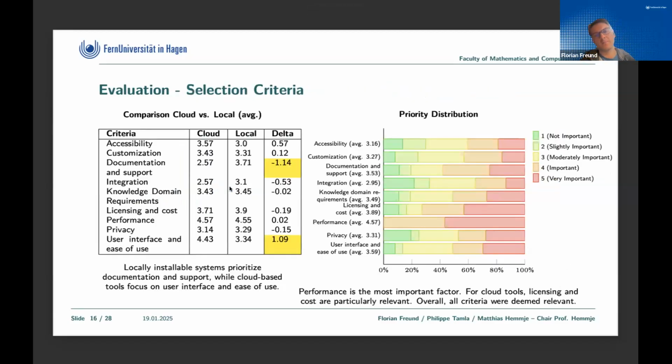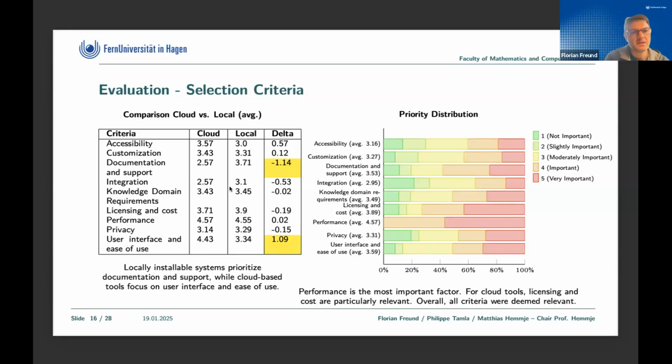And next we asked them about their selection criteria. On the right, you can see the various selection criteria, and performance is the most important factor by far. And for cloud-based tools, licensing and cost are particularly relevant. But you also can see that there wasn't any criterion which is not important. Every criterion was mentioned at least once as very important or important, and so every criterion may be relevant depending on the project.